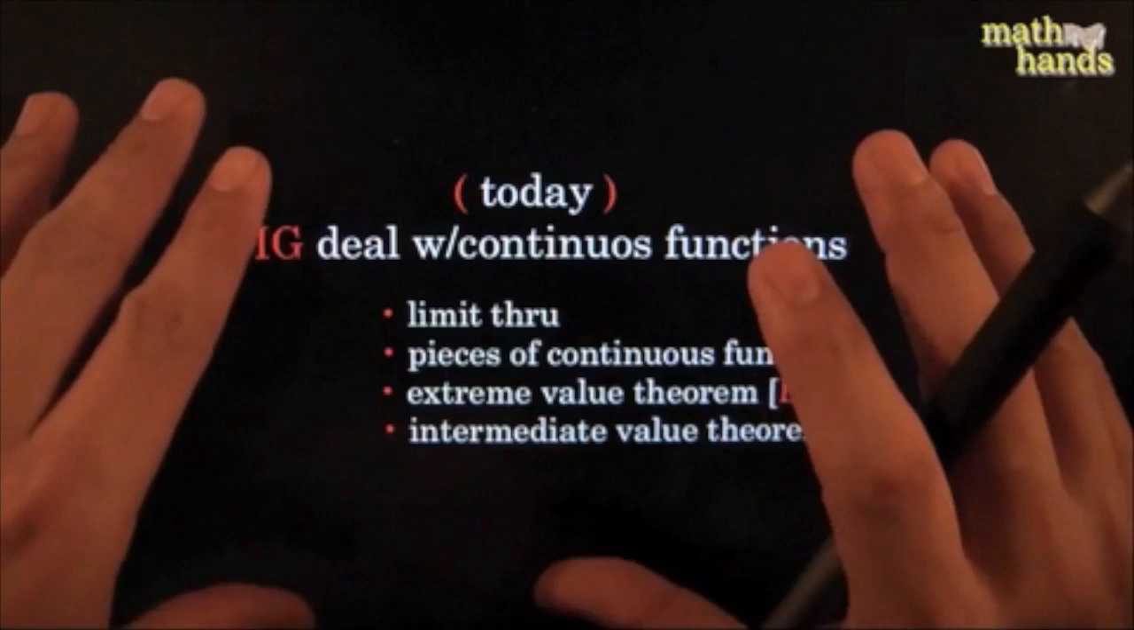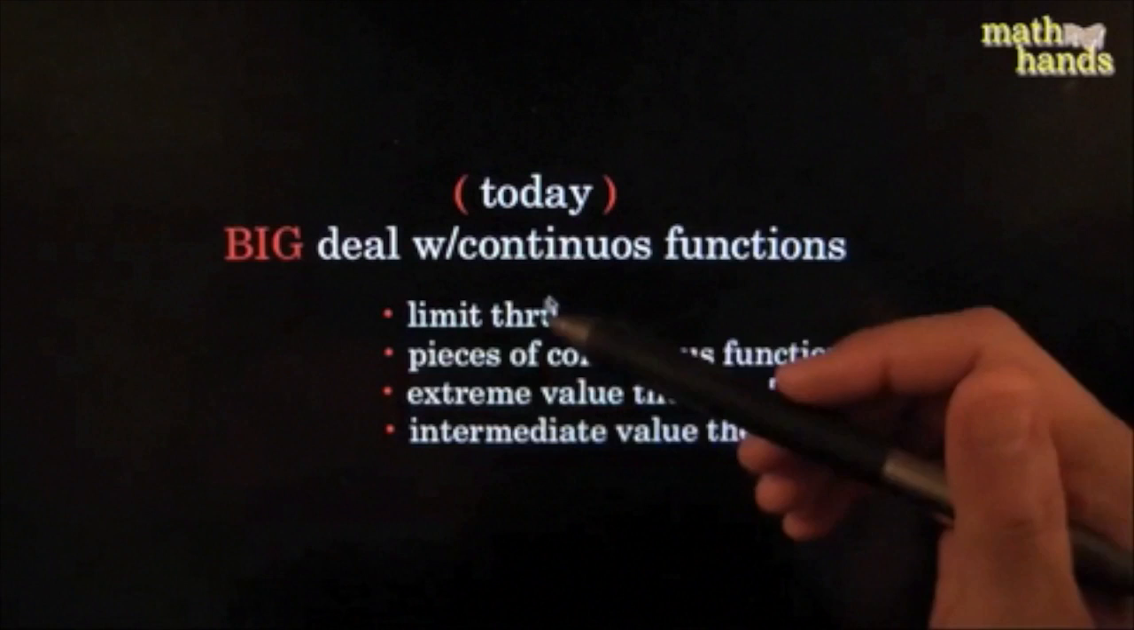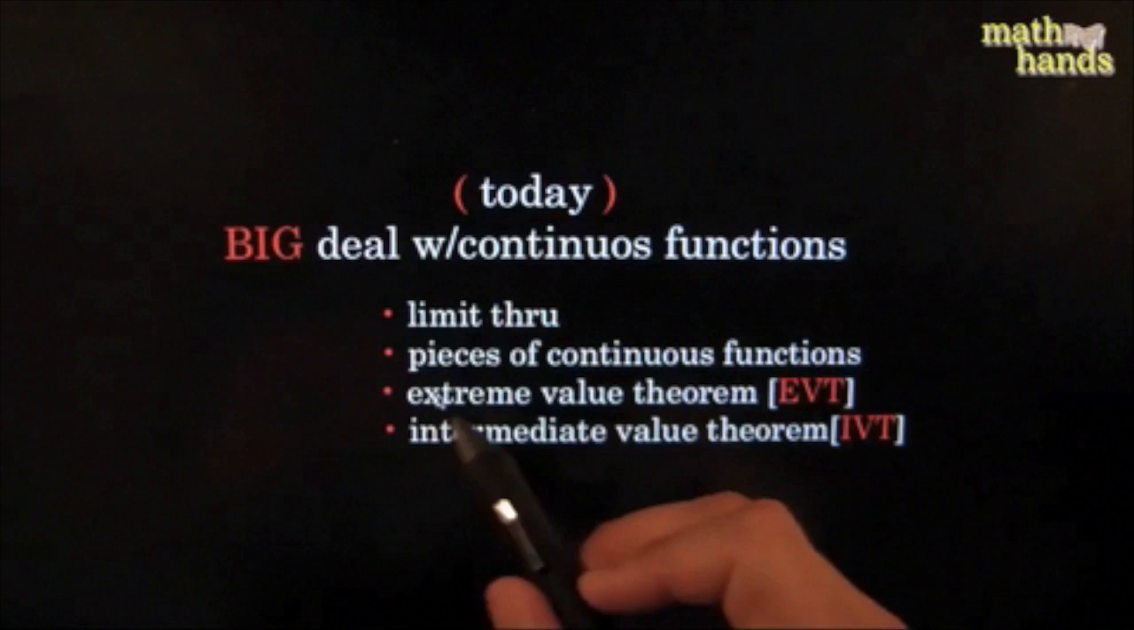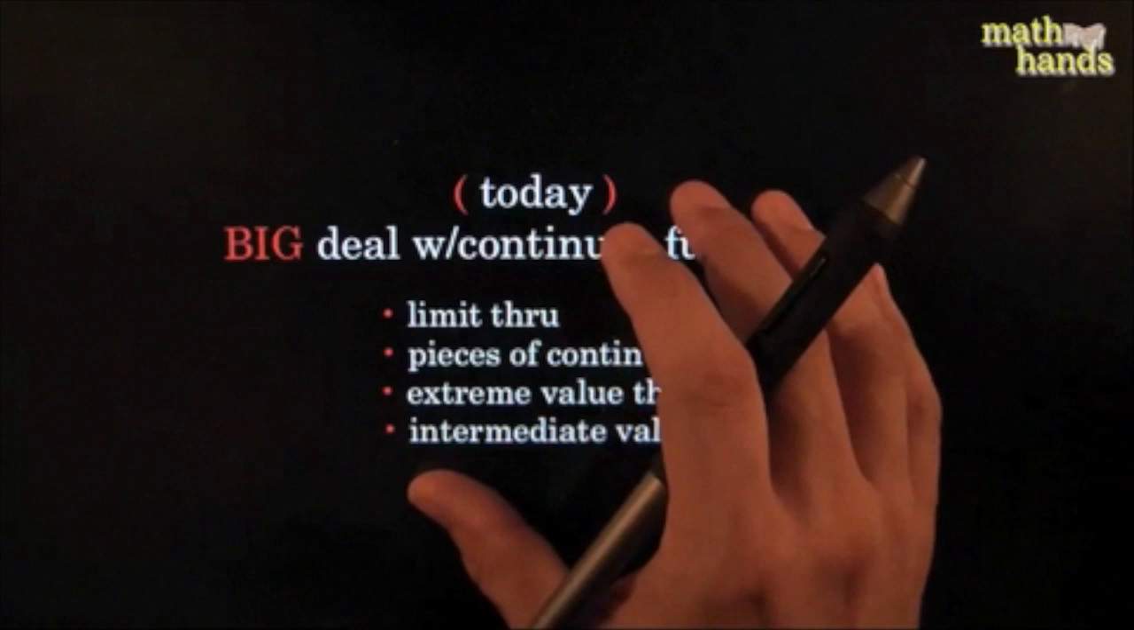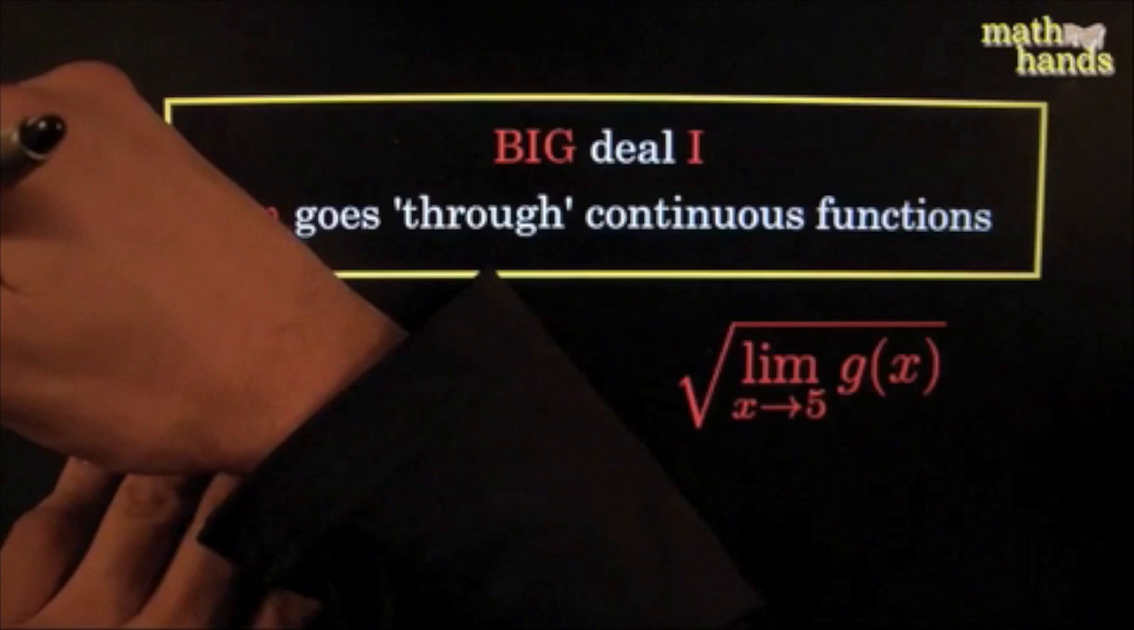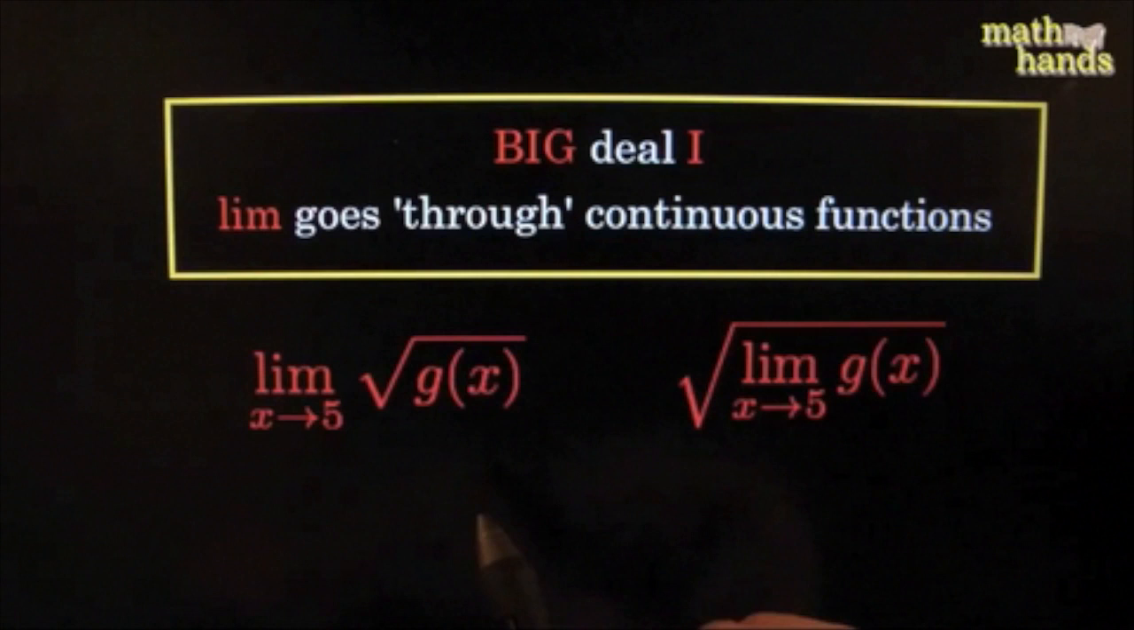So I'll go through four big deals, what I call big deals. This is a big deal: the fact that the limit goes through, the stuff about continuous functions, the EVT and the IVT. These are big deals, and they're directly related to continuous functions. Let's see if we can sell it. Hopefully by the end of today, you'll say, yeah, I love continuous functions. Last time we just learned what they are. Today we want to love them.